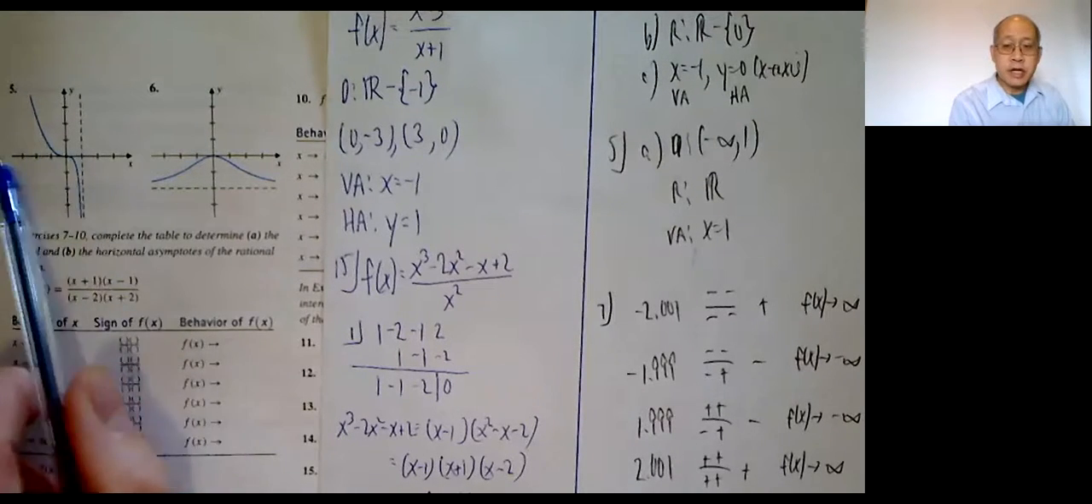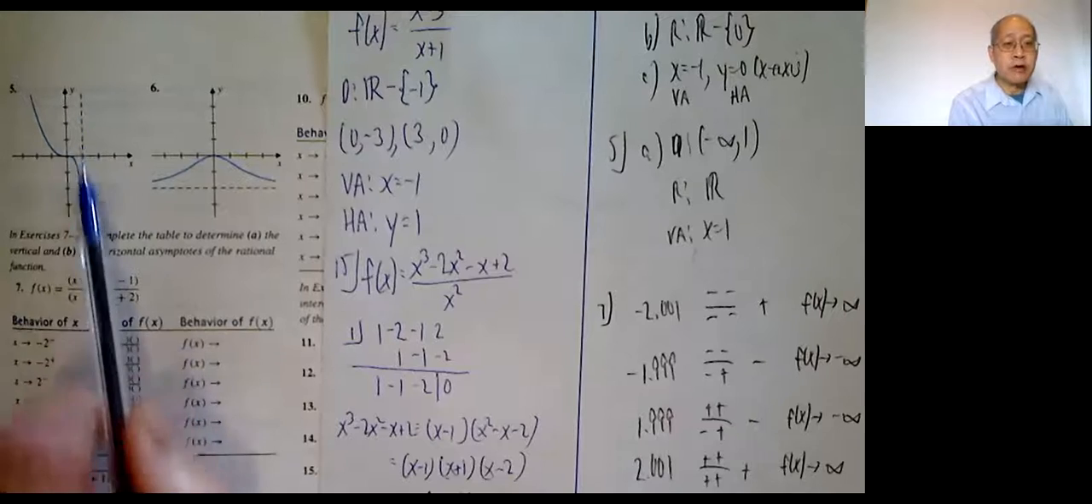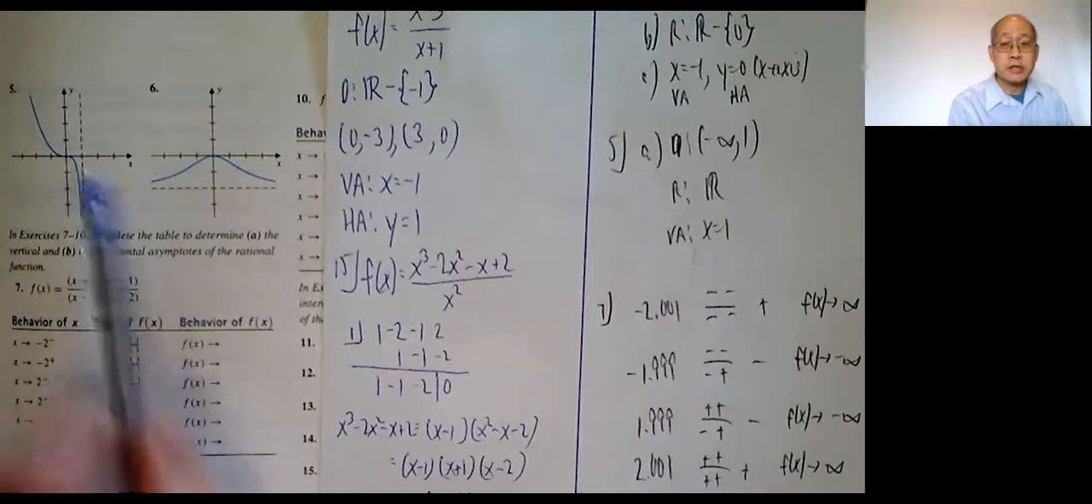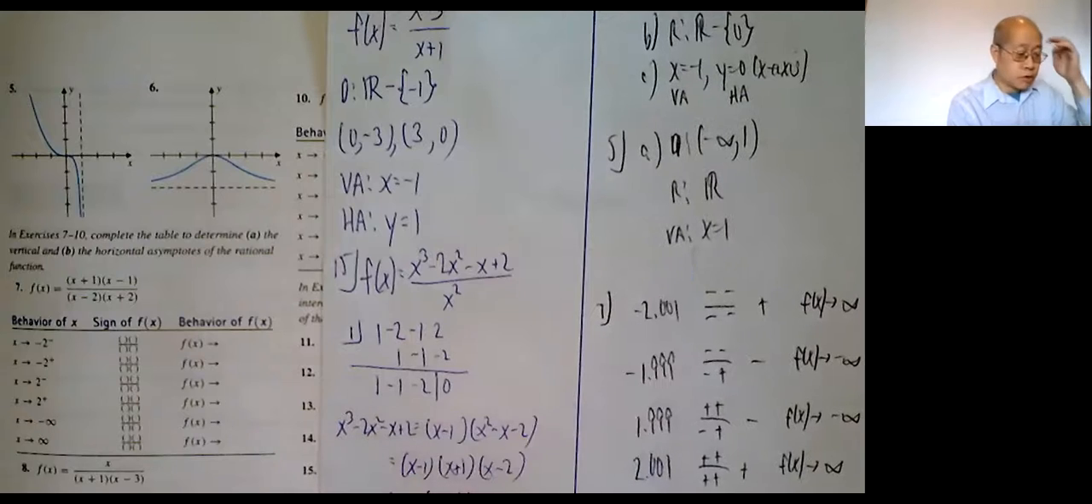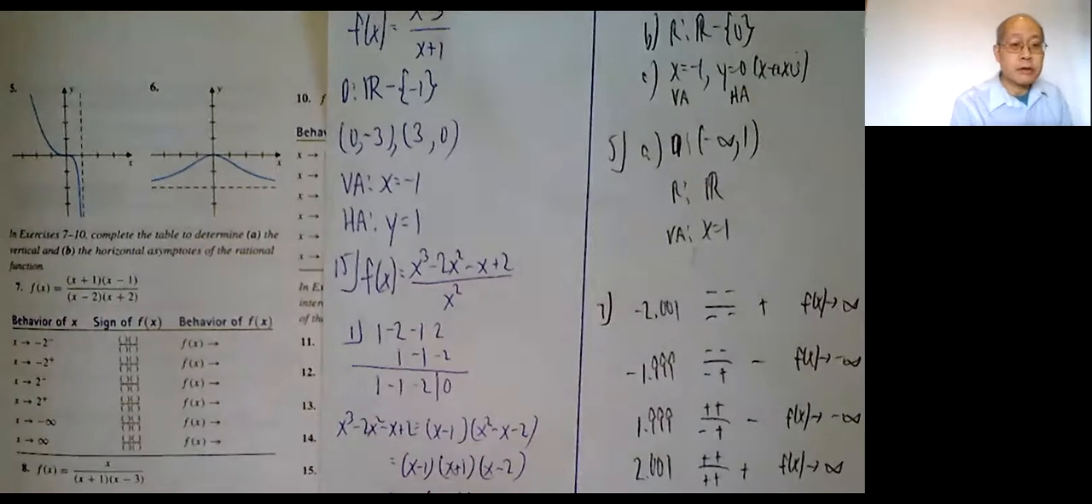All right, so it doesn't look like there's any horizontal asymptote. There is a vertical asymptote, and it looks like x equals 1. So a VA, vertical asymptote, x equals 1.